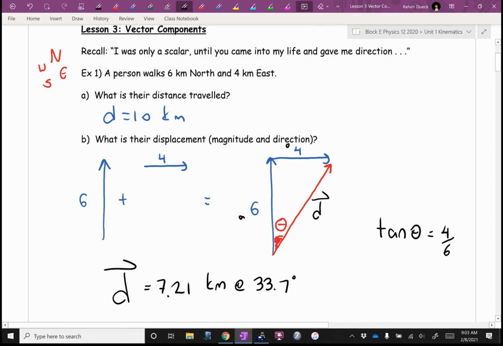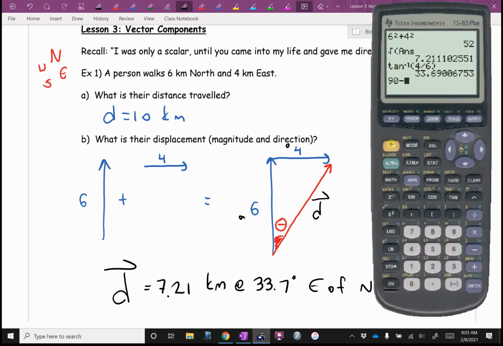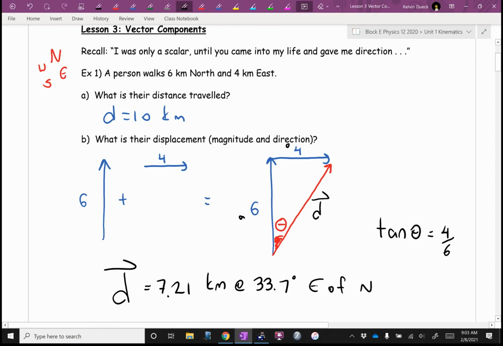North of south, east of west, what of what? East of north. Sorry, can't write the word of. Or 90 minus 33.7, or 56.3 degrees north of east. But if all of us did the 6 and then the 4, we would all get the same what of what. But I would take both. Is that all right? Good.